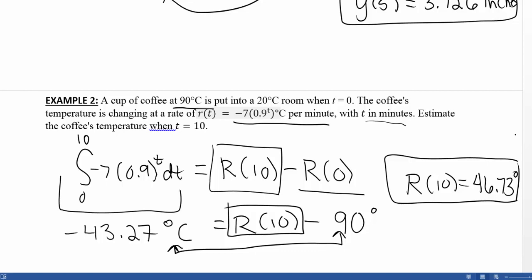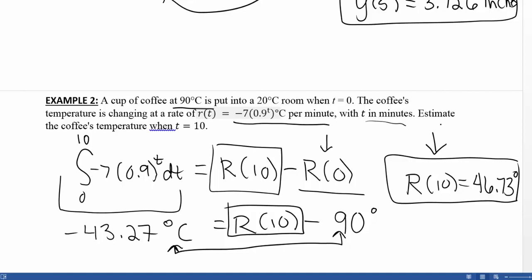So the temperature of the coffee at time equals 10 is 46.73 degrees Celsius. And so again, earlier, before the fundamental theorem, I was able to tell how much the temperature changed. It changed by 43.27 degrees. However, I needed the fundamental theorem to incorporate this initial data, which allowed me to find out the exact value of my function, which is the temperature function, at time equals 10.